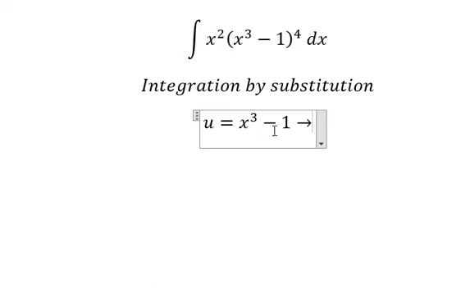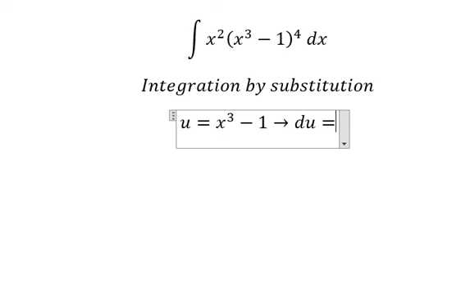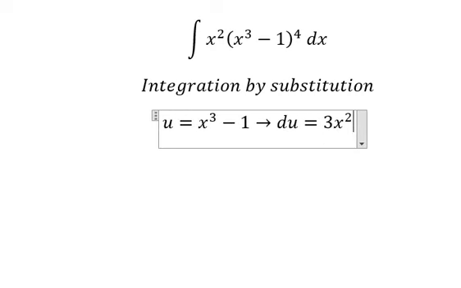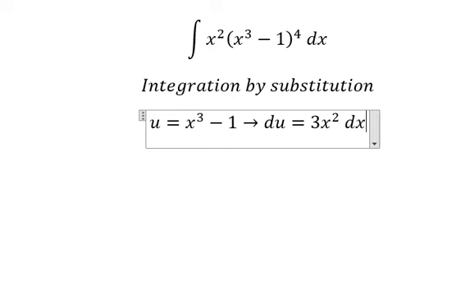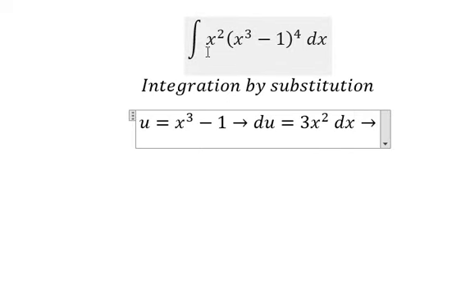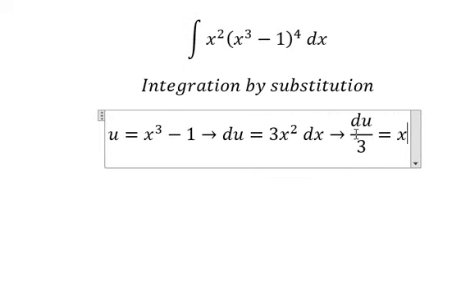Later, we need to first take the derivative of both sides. This one we have 3x squared. This one is the constant, so you get number 0. Because we don't have number 3, we divide both sides by number 3.